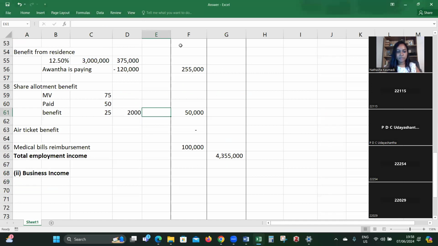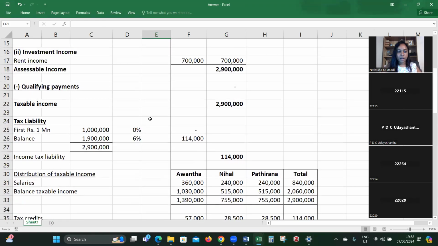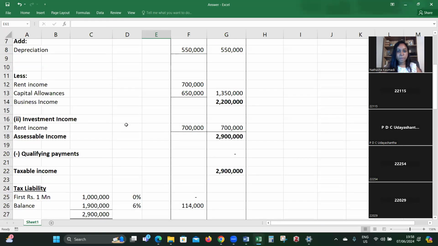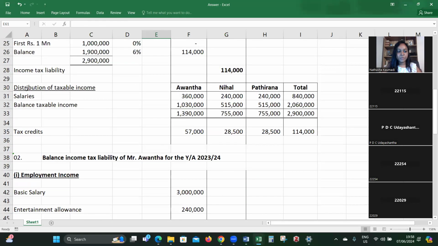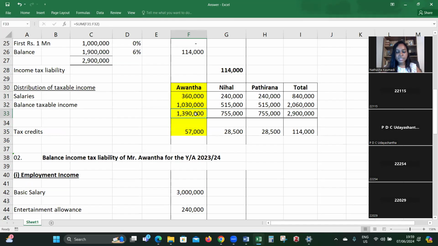Yes, exactly. Now, here, if you go up, after computing the taxable income of the partnership, you have distributed the income among the partners. Now, if you take Mr. Avantha, he is our focus now. Mr. Avantha has received from the partnership 360,000 salary and this balance share of profit.